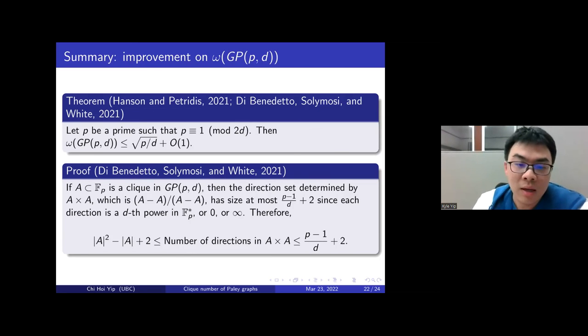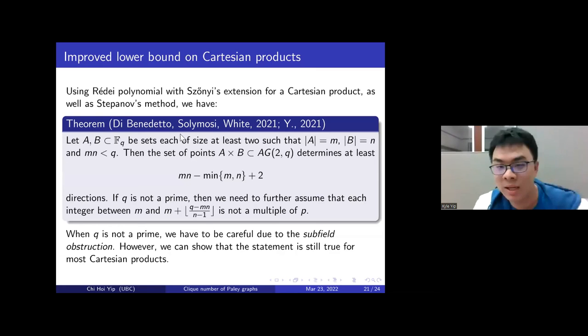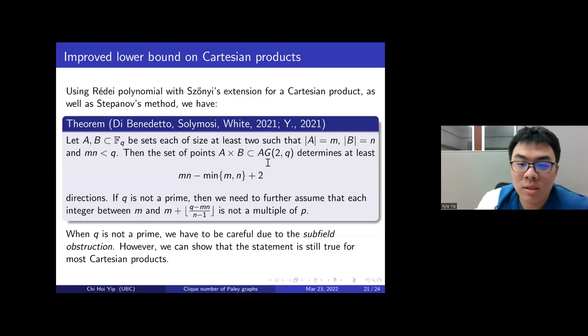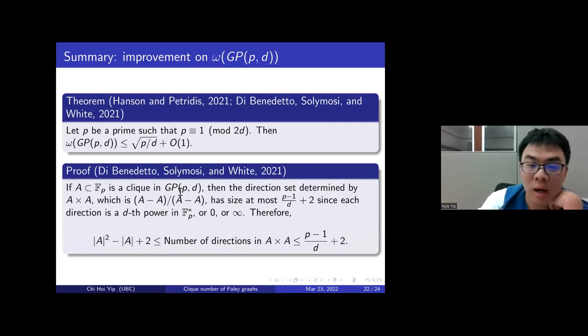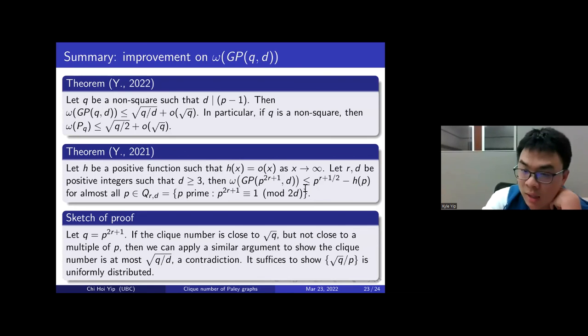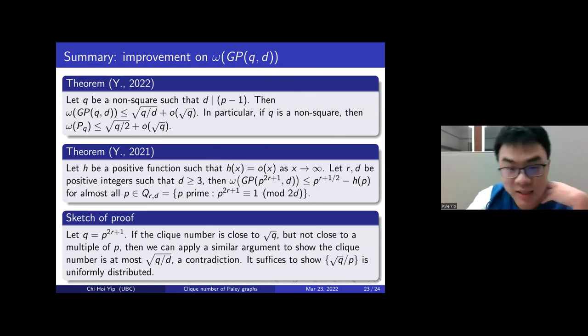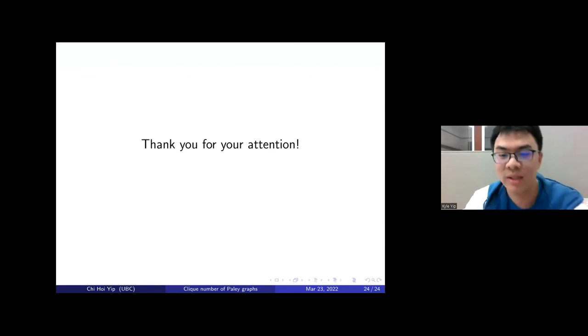And finally, by the way, this is the direction result I just mentioned. So this works pretty well when Q is a prime. And if Q is not a prime, then we have to be much more careful because there is the so-called subfield obstruction. But I can still show that under some very special assumptions, this result still holds. So that means we can apply a similar argument for GP(Q,D), but we can just obtain a much weaker result. Namely, we can improve the trivial bound by, say, P to the 0.999. Okay, so that's the end of the talk. Sorry for the technical issues, and thank you very much for your attention.